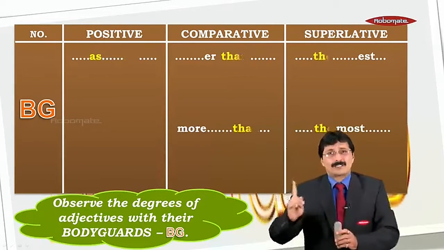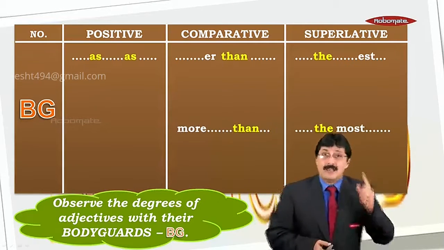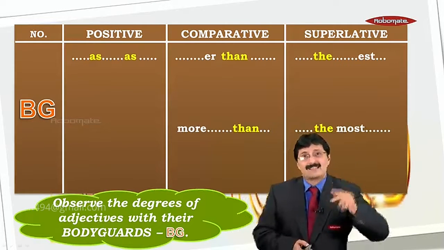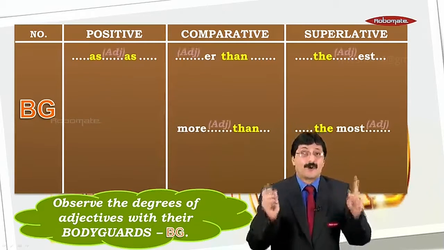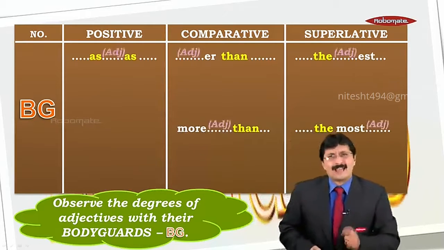Awesome, my friends. Now, look at the bodyguards. There they are. Positive degree, as. Comparative degree, than. Superlative, the. Of course, that blank is for the adjective. So, are we ready to move on and see the change?